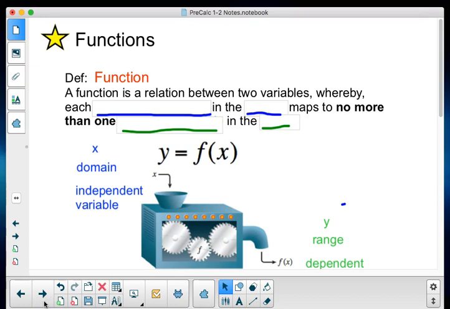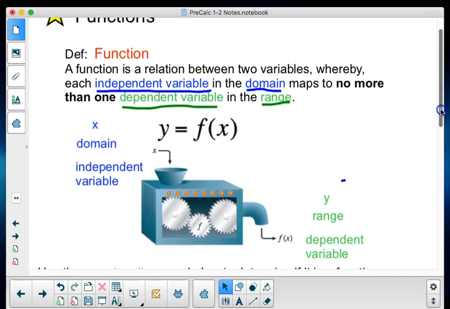Okay, now today we're looking at functions, and we're talking about a function as a relation between two variables whereby each independent variable in the domain maps to no more than one dependent variable in the range. Now, this idea of functions being one-to-one, for every input there is exactly one output, is important to keep in mind.